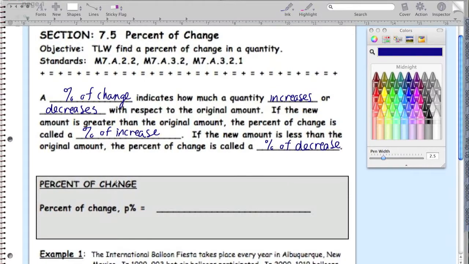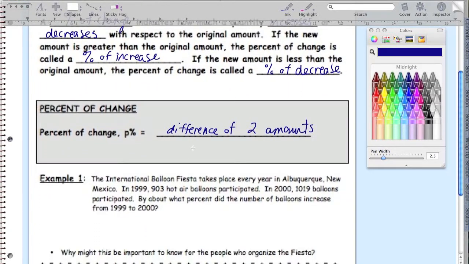Now, regardless of increase or decrease, if they're just changing, either positive or negative, this is what we're going to do. The formula is P% is equal to the difference of the two amounts. You can always take the larger one minus the smaller one, it doesn't matter. Then you divide that by the original amount. This will give you a decimal, so once you're done with all of that, multiply it by 100.